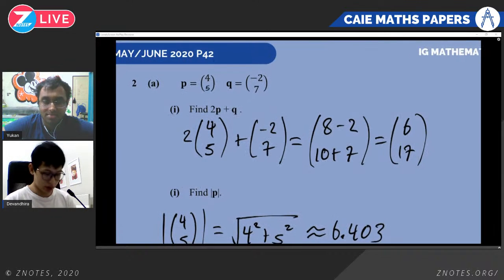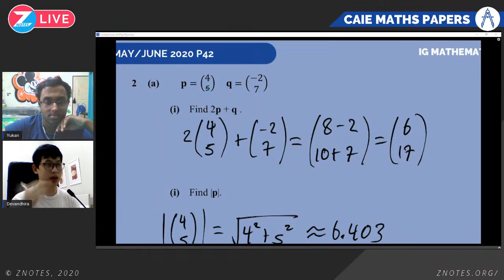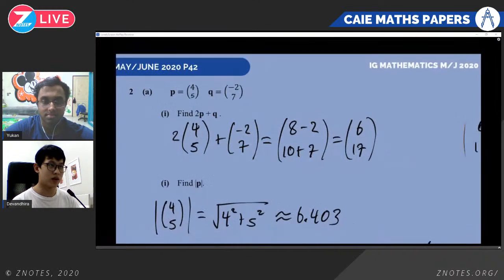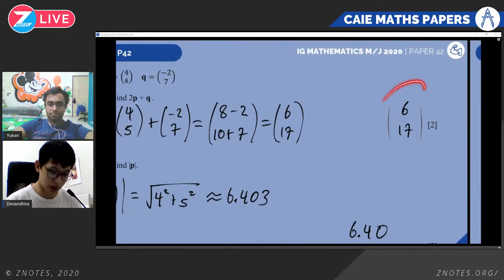Right. So because this is a scalar multiplying a vector, you multiply each element here. So that means you have 8, 10, not 8 over 10. Then since you're adding to this vector, you just have to add the elements respectively. So 8 minus 2, and the y component is 10 plus 7. And of course, you can just add them, and you get 6, 17. And of course, that's the answer.